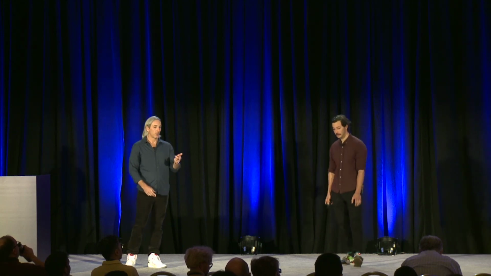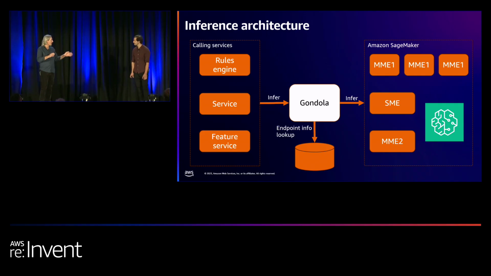James, one quick question I had on this as we were putting this together: over on the right in the Amazon SageMaker at the top, we've got MME1, multi-model endpoints. I was a little confused why we had multiples of one. Maybe you can explain a little bit of that?